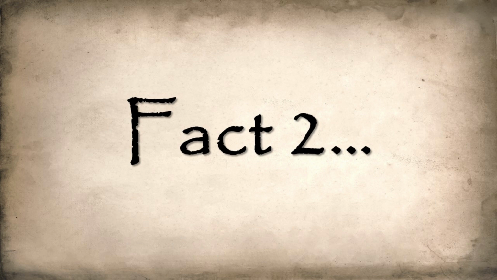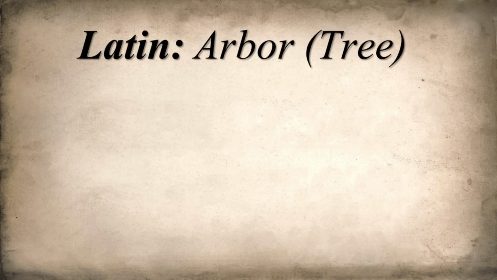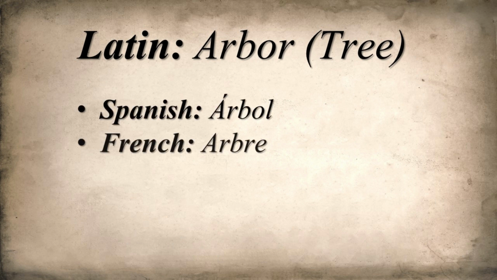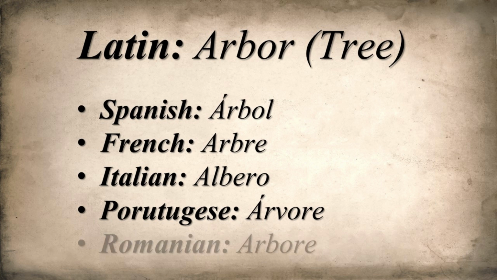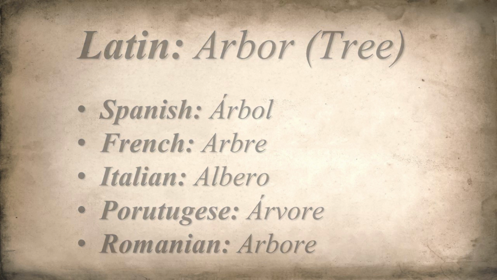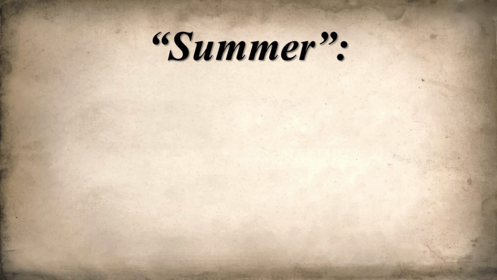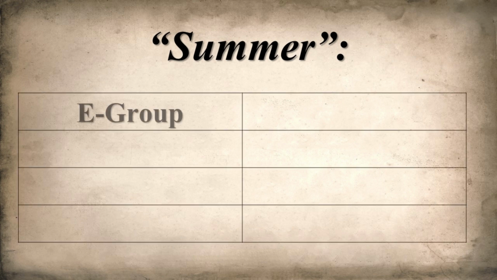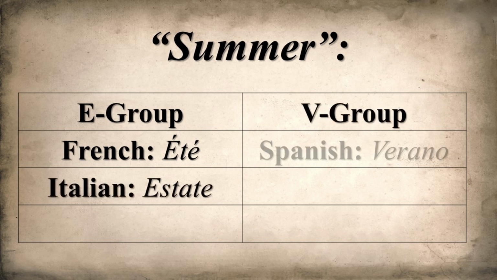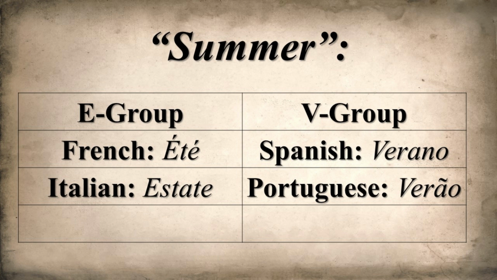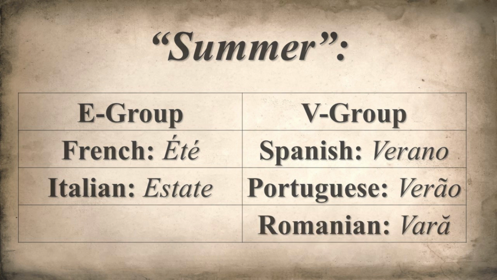If you know how and where to look, the majority of the vocabulary between most Romance languages, those that descend from Latin, are decently similar. For example, we have the Latin arbor, meaning tree, the Spanish arbol, the French arbre, the Italian albero, the Brazilian Portuguese arvore, and the Romanian arbore. However, the word for summer in those languages is separated into 2 main classes, the E class, with the French été and the Italian estate, and the V class, with the Spanish verano, the Portuguese verão, and the Romanian vara.